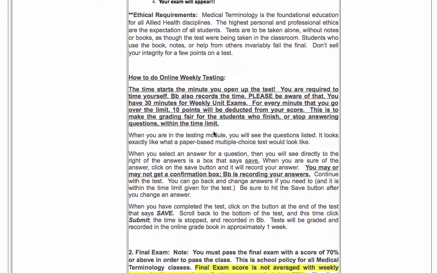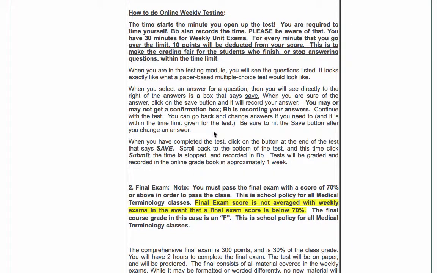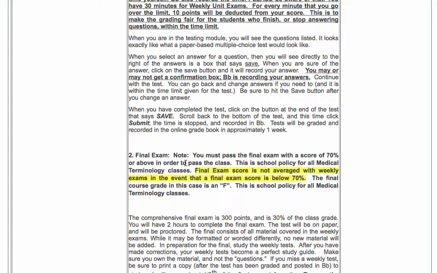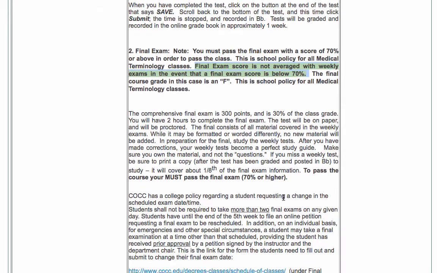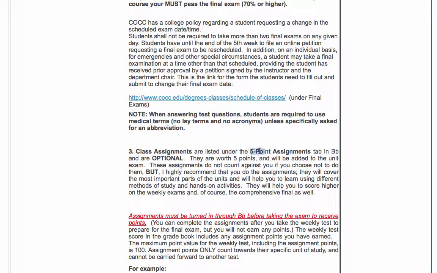Okay, here are some tips on the online weekly testing and how to take those tests. Here's a little bit of information about the final exam. The final exam score is not averaged with weekly exams in the event that a final exam score is below 70%. All right, so we also have these 5-point assignments.